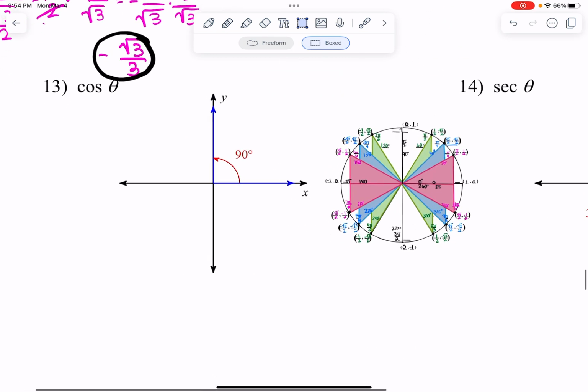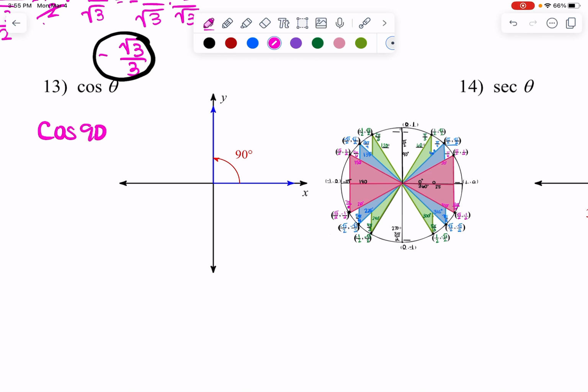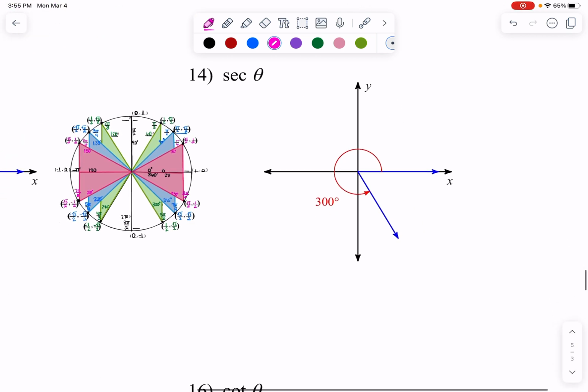And so for cosine of 90 degrees, okay, 90 degrees is already on our unit circle. So that's where we're looking. And so we're going to look at this coordinate. So cosine of 90 is just 0. That is all we got to do for that problem. Now for secant of 300, again, 300 is on our unit circle. It is down here. So for secant of 300, okay, look at our x coordinate. It'll be 1 over 1/2, which is the same thing as 2 over 1, which is just 2.